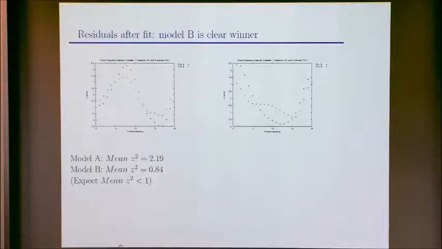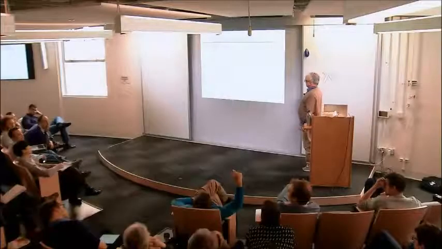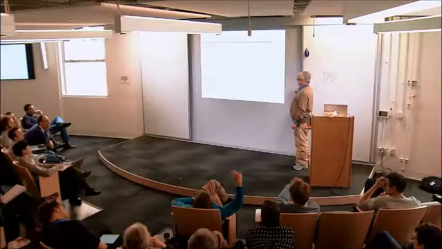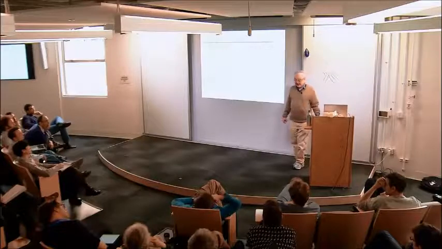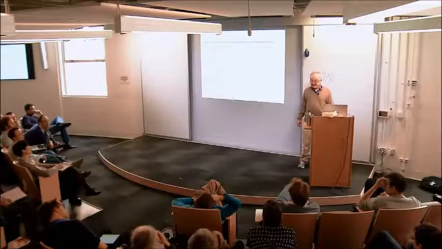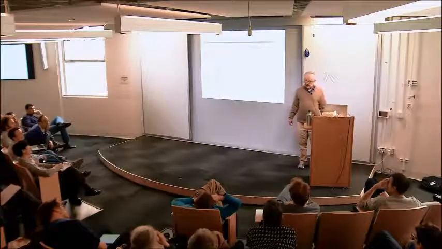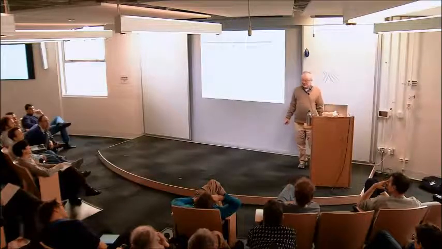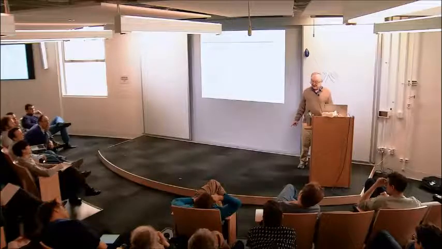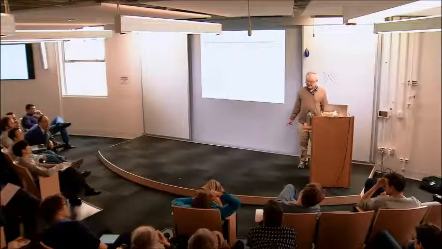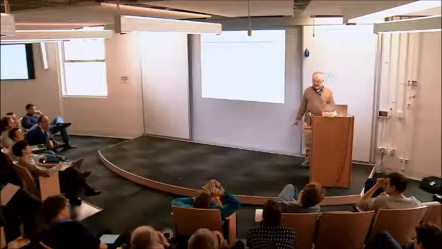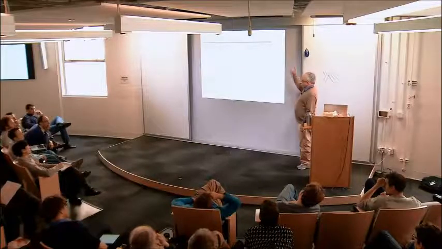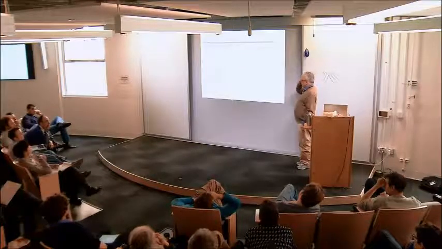Shouldn't we be concerned about the systematic pattern in the residuals? Yeah, well, I told you, you should. And I'm not writing down the likelihood here. I'm just telling you that the mean square residual is about right for model B and much too high for model A. And the dependence is coming in from all kinds of stuff.